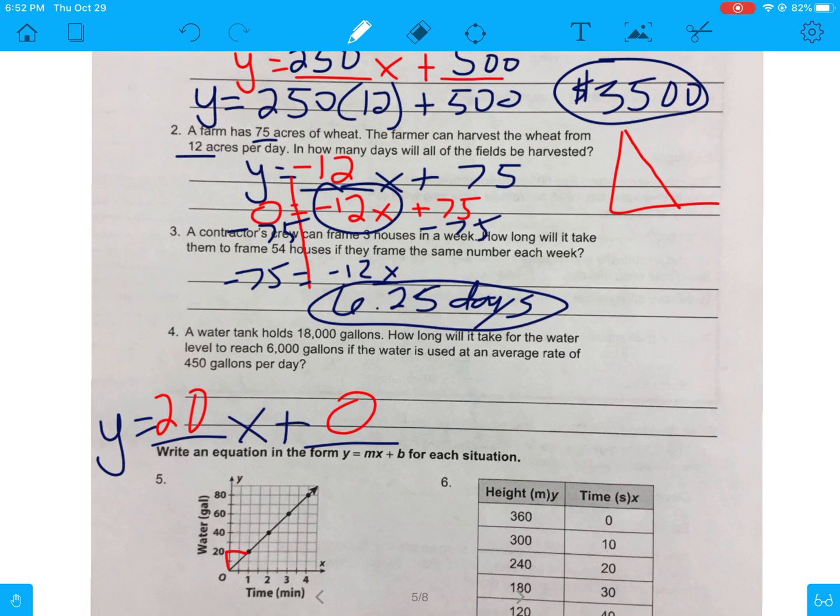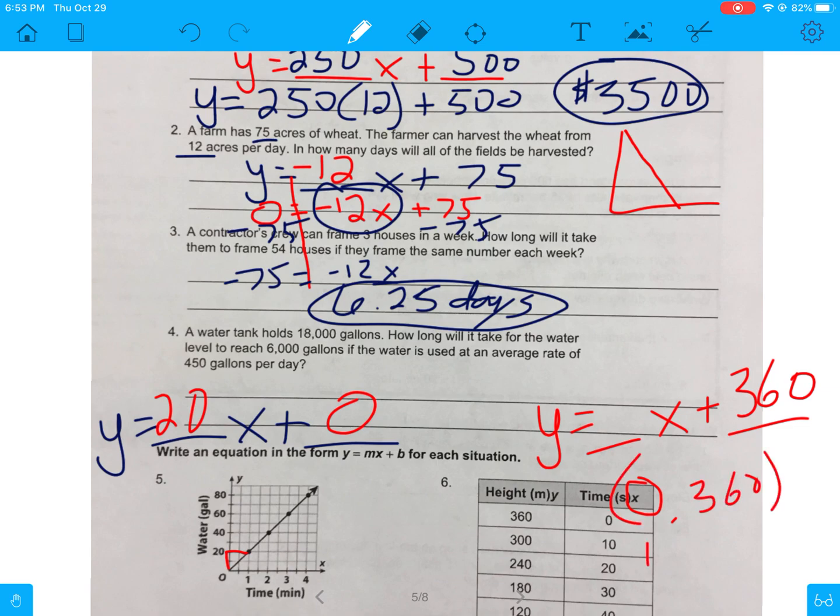Now for number 6, if you have your y equals slope x plus b, or your initial value, here it's a little bit backwards, but your x is here. And if you recall, when your x is 0, your y is your y-intercept. So you have 0, 360. So your y-intercept is 360. Now if you look at your ordered pairs, we have 0, 360, and then you can have 10, 300.